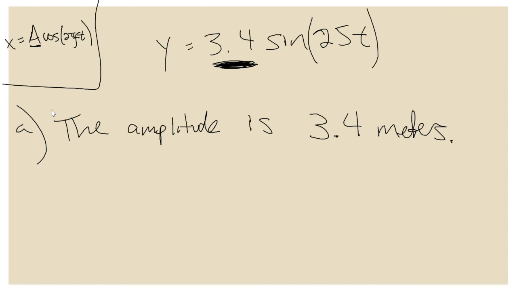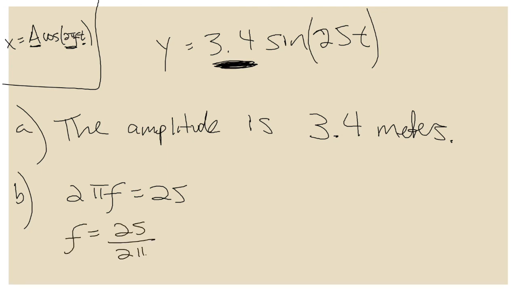That's an important point. The second thing we'll say for B is that the template of this position function tells us whatever is multiplied by the t inside the argument of the trig function, that's 2 pi f. The thing that's multiplied by the t in the argument of this trig function is 25. So that means 2 pi f is equal to 25. And so in solving this for the frequency, the frequency is going to be 25 over 2 pi. So that means the frequency is going to be 3.98 hertz.